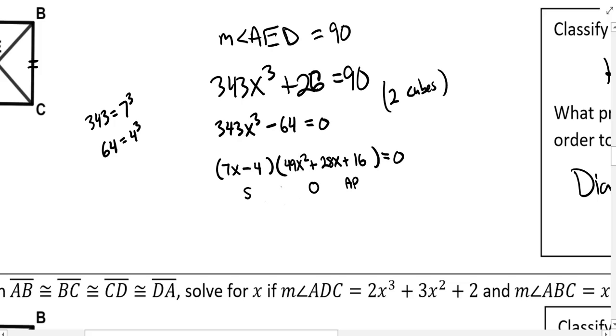Now when we solve, leave the 3-term factor alone and just use the 2-term factor. So the 7x minus 4, you set that equal to 0 and solve, and you get x is 4 over 7. Don't worry about trying to factor the other factor because it's not factorable. And don't worry about solving it either because I haven't taught you how to do that yet.